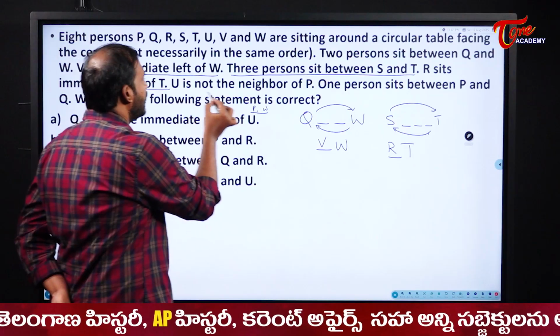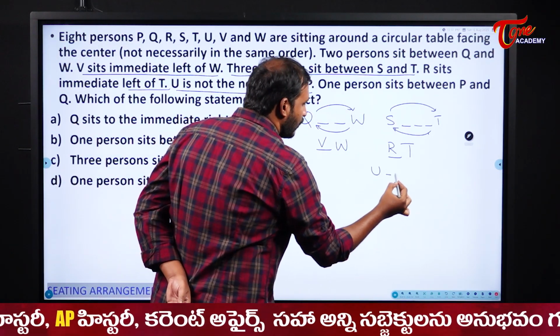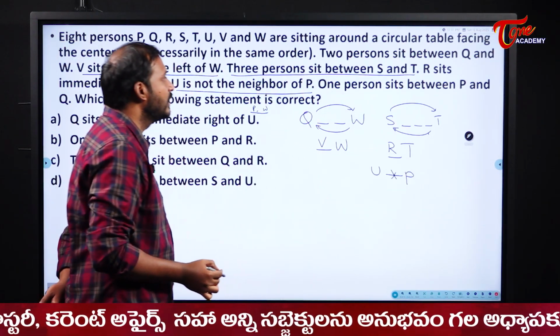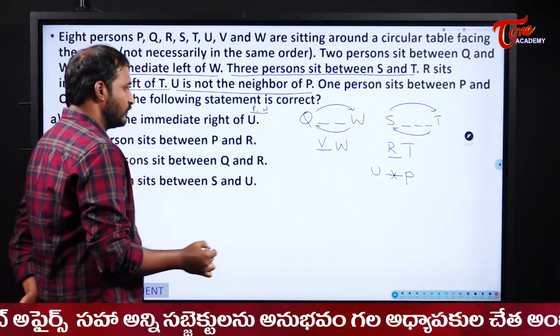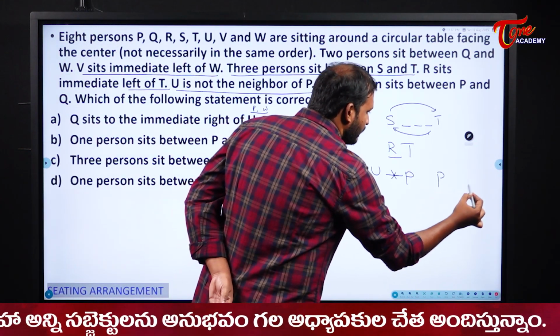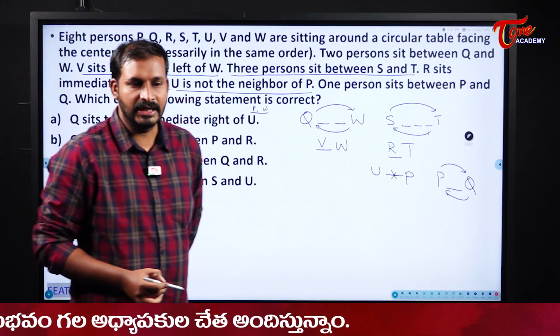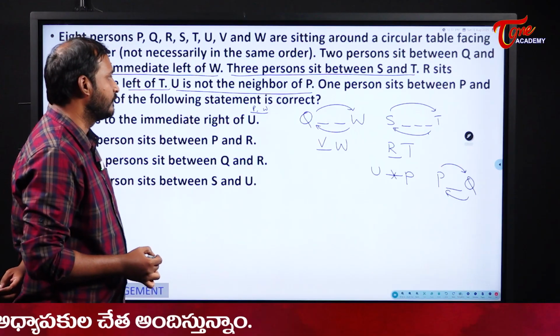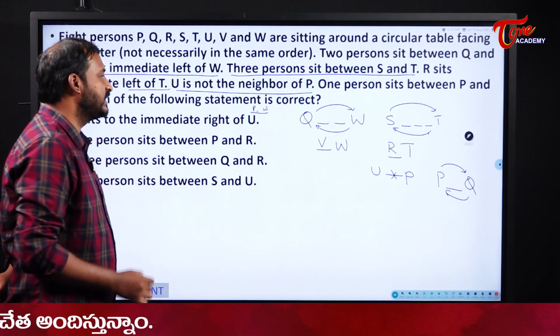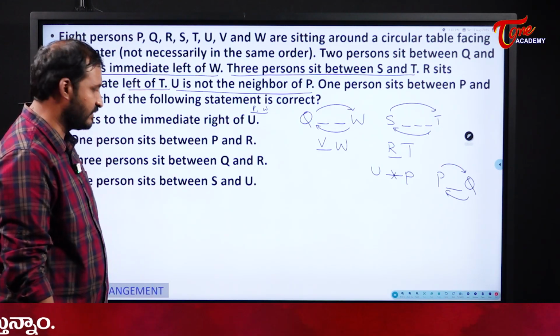U is not the neighbor of P. Okay. One person sits between P and Q. So there is one person between P and Q. He can be anyone. Which of the following statements is correct? That is the question for us.